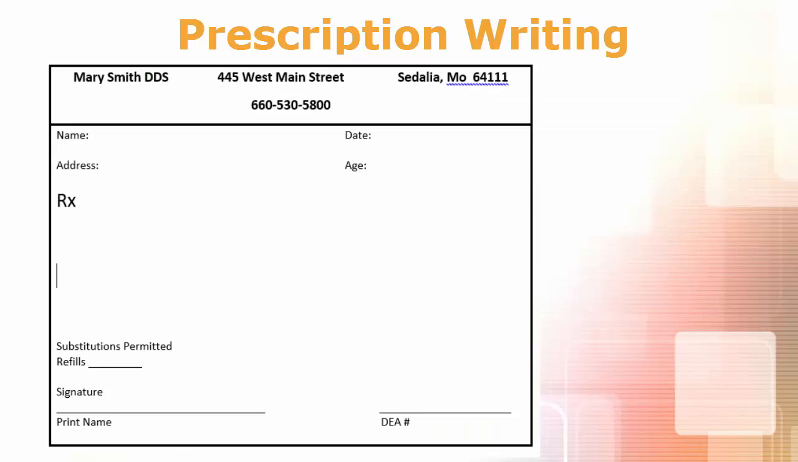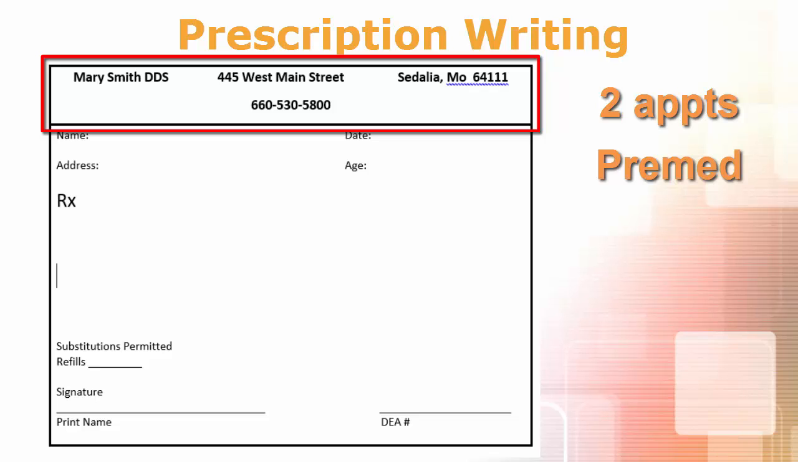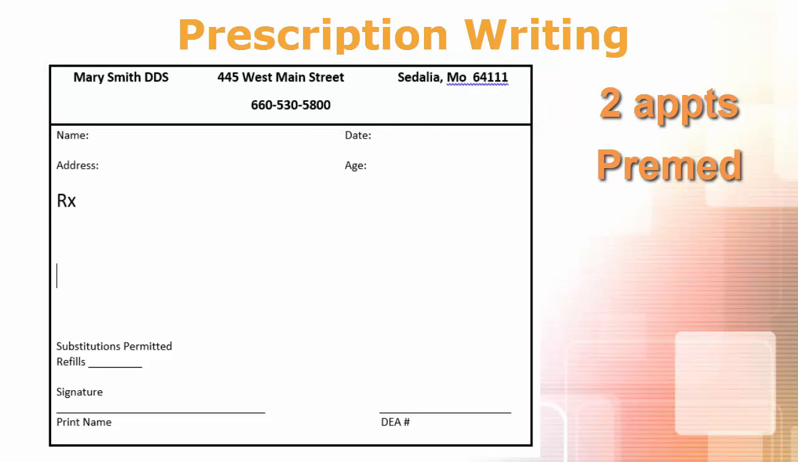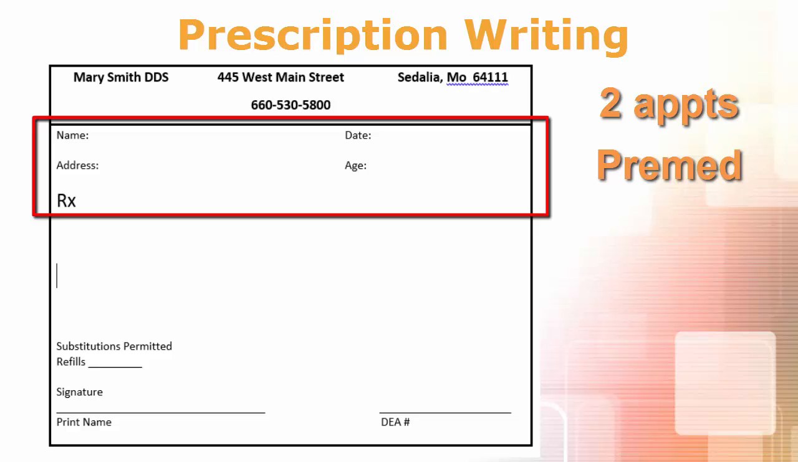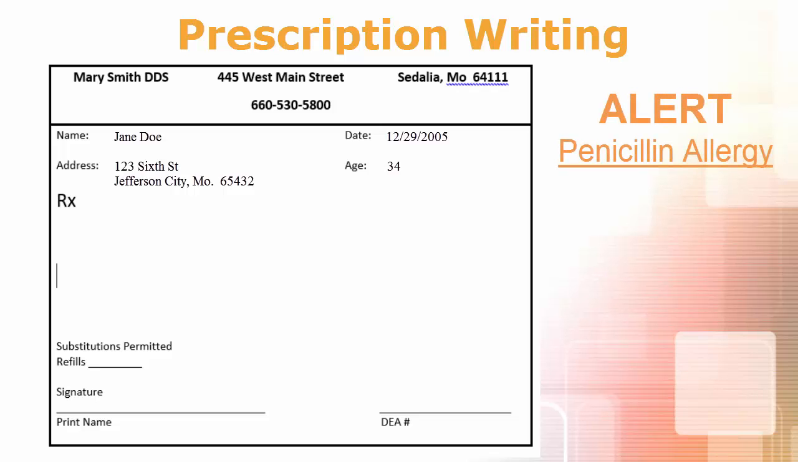So if we were to have a patient coming in for 2 separate appointments for non-surgical periodontal therapy and they needed pre-medication, our script might look something like this. The top of the prescription will already have all the provider's information on it since the prescription pad was specially ordered. You're not going to find a prescription pad where the provider information is blank. You would begin by filling in the patient information and the date. Don't forget to include the patient's age. Let's say that this patient is allergic to penicillin. So in this case, the patient could take clindamycin instead.